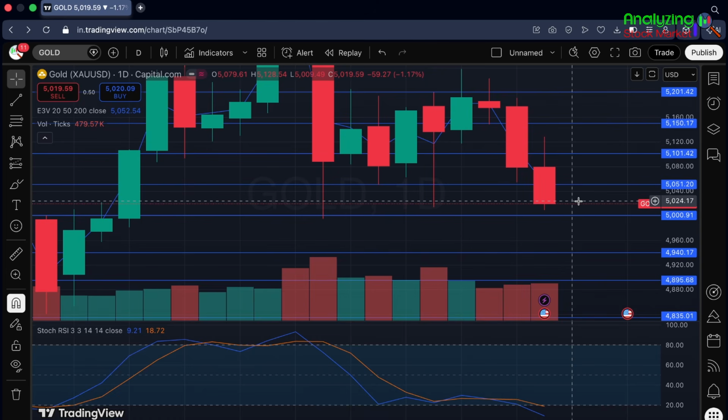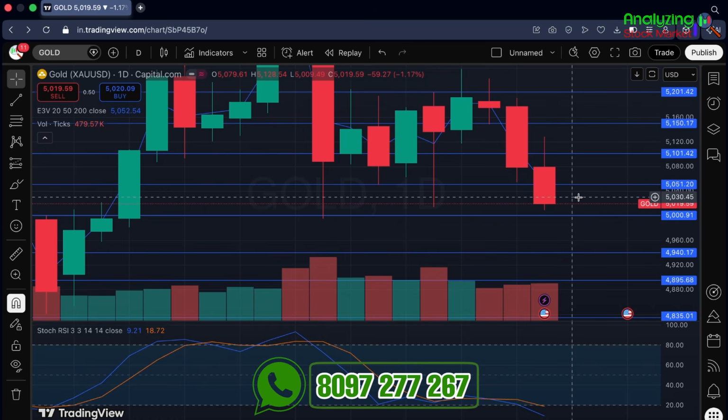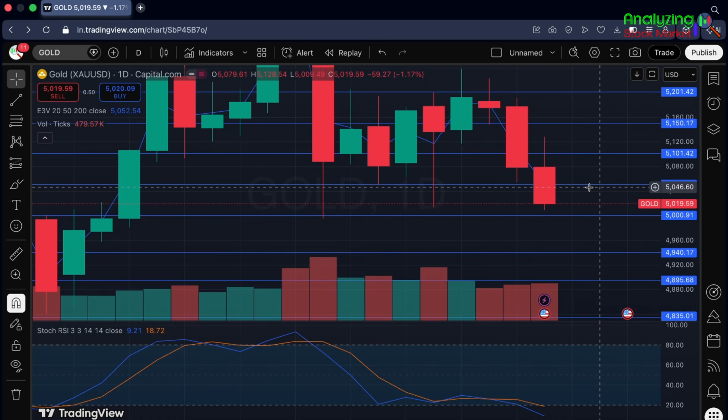So let's now talk about my opinion on gold USD for this week. According to previous week momentum, I am expecting a slight negative move in the range of 4940 to 5000. I'm expecting a negative closing in this range. But if there is a slight gap up or a flat opening and you want to go for a long trade only, then you can go long once 5051 gets breached and a 4 hour or one day candle closes above it, with a target up to 5101.